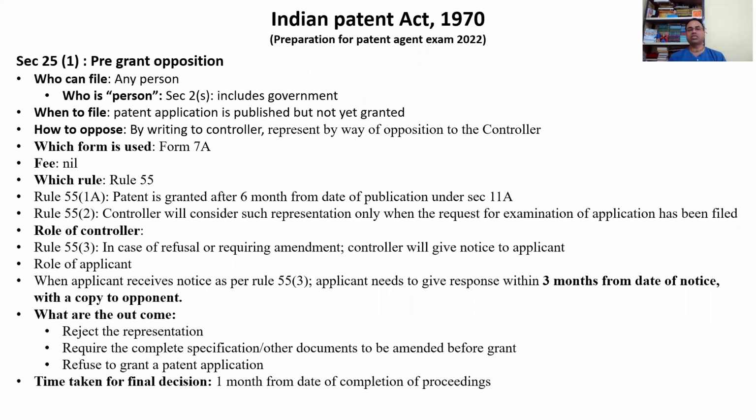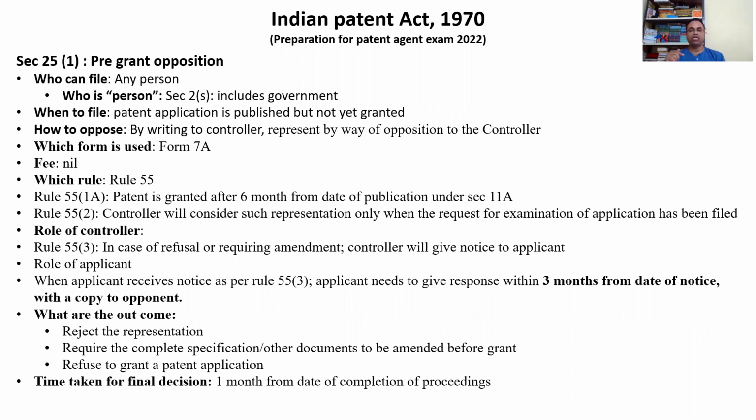There are certain grounds on which you can oppose. We will discuss on what grounds. When you file a pre-grant opposition, you need to state that you are filing it under these grounds. But the controller will consider your pre-grant opposition only when a request for examination has been filed.